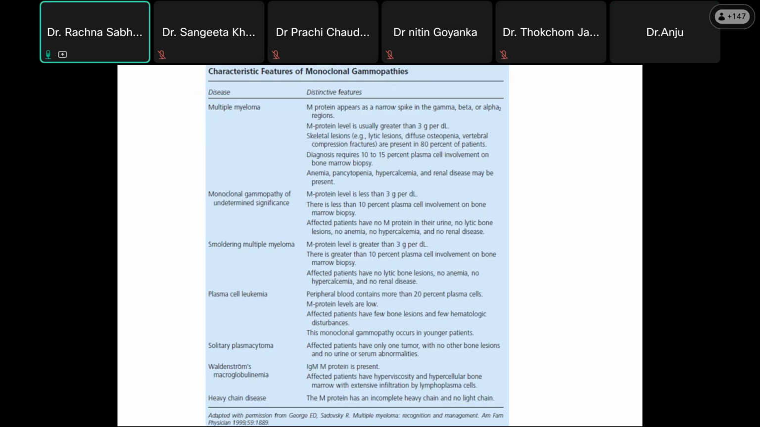Then in plasma cell leukemia, in solitary plasmacytoma, in Waldenstrom's macroglobulinemia, you have to keep in mind the levels and the clinical features as well. In case of heavy chain disease, M protein has an incomplete heavy chain and no light chain. In case of Waldenstrom's macroglobulinemia, you get IgM protein. These patients have hyperviscosity and a hypercellular bone marrow along with these clinical diagnostic features.